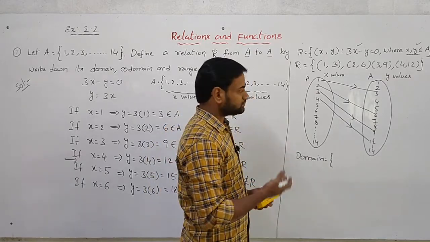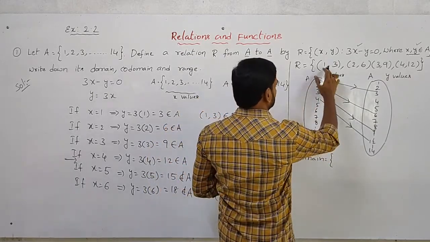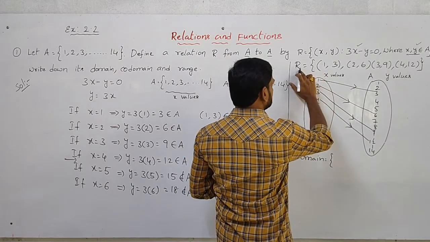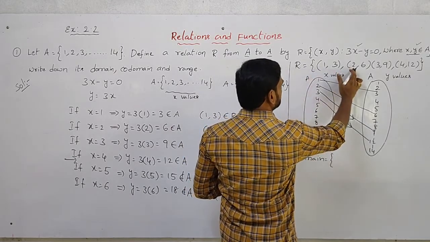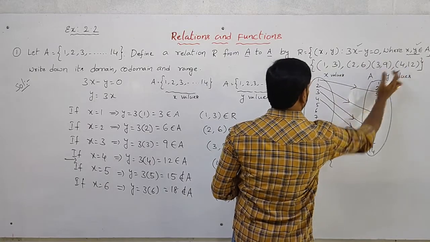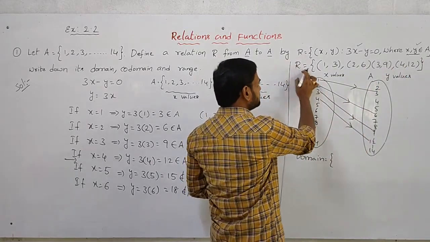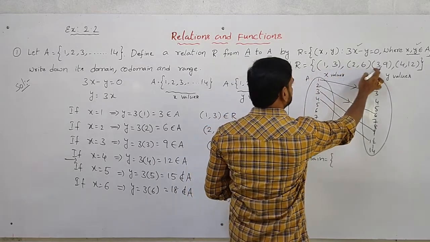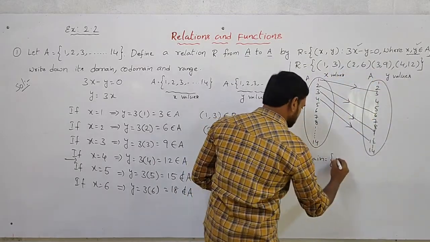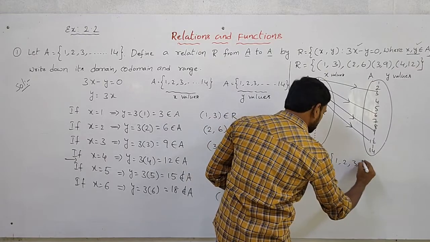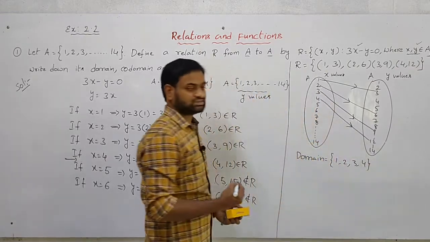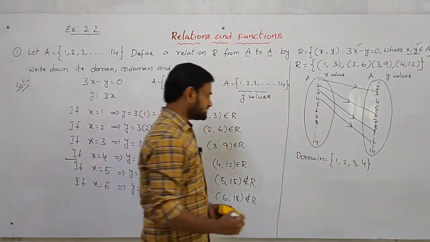Otherwise, you can check like this also. In the relation, the first elements 1, 2, 3, 4 are the domain. It is the domain. Next, what is the range?